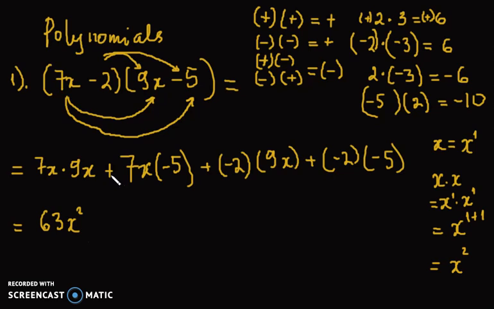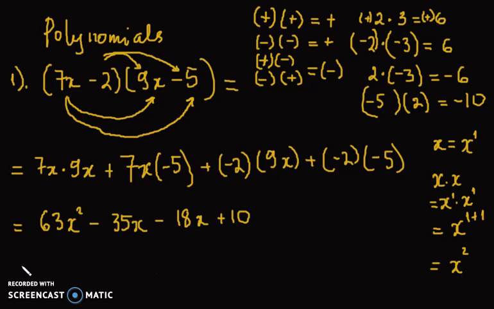Remember this is a positive plus here, but 7 times negative 5 would be a negative. Positive multiplied by negative is negative. So in this case negative 5 times 7 would be 35, -35x. Then here the same, -2 times 9, -18x. Negative 2 multiplied by negative 5, positive 10. So this is plus 10.